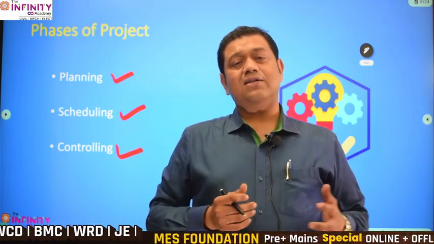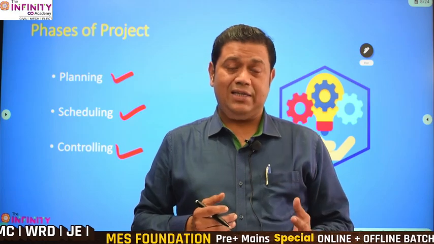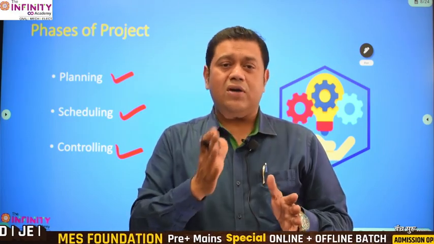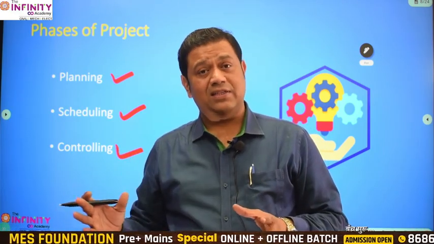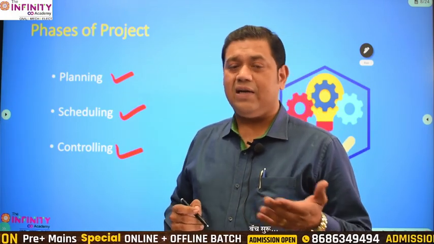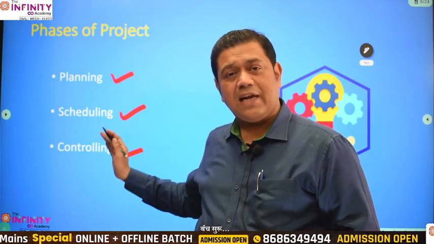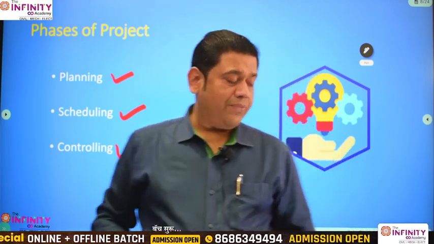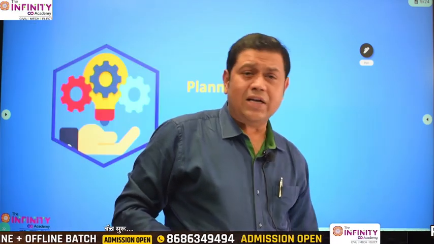So there were thinkers, the philosophers and the scientists who had said a project can be broken down into further phases, and those phases are nothing but the simple terms that we have learned and understood: planning, scheduling and controlling. Correct? Are you guys with me?